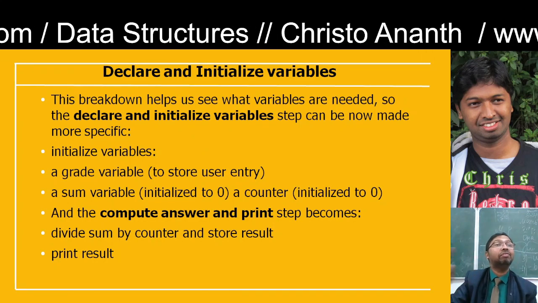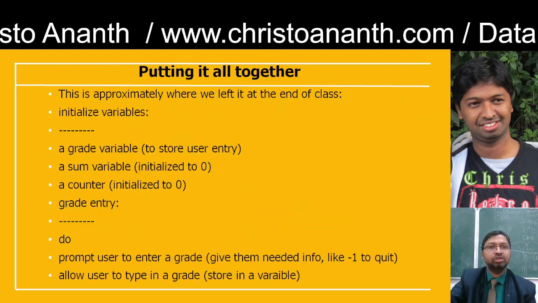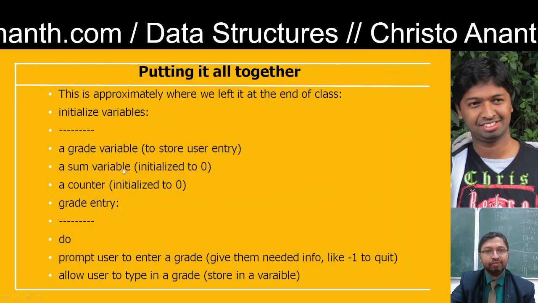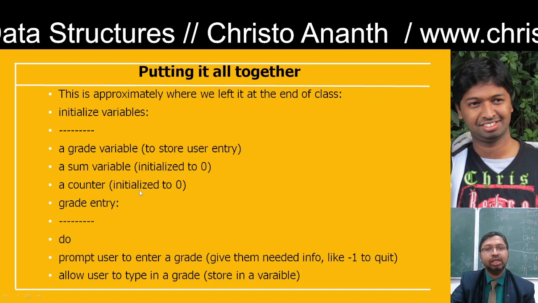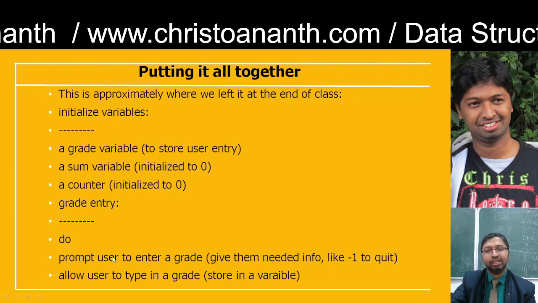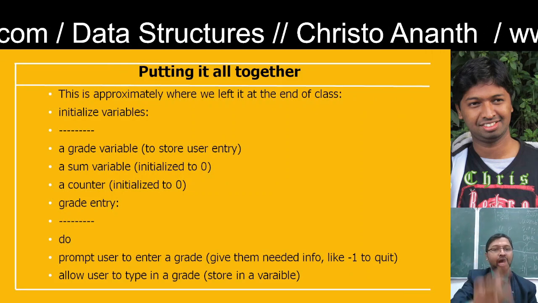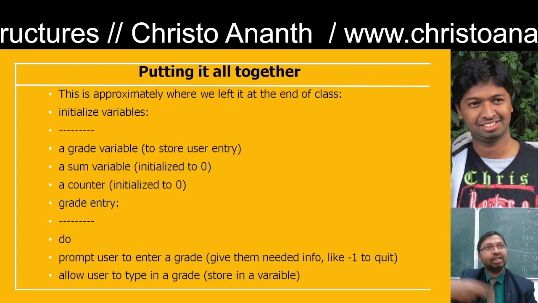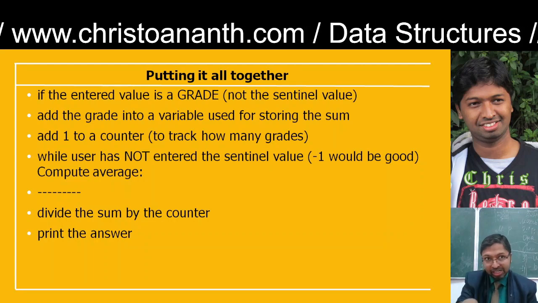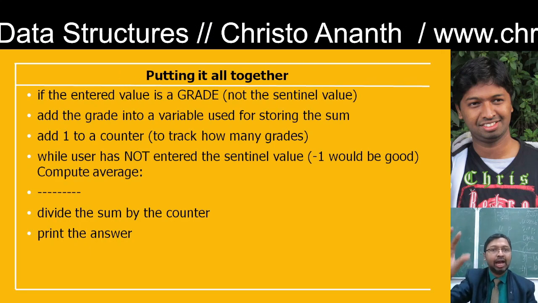So this is the refinement technique that you will go for, okay, in order to come out with a solution to a problem. Okay, so putting it all together: initialize the variables, grade variable for user entry, sum variable initialized to 0, counter initialized to 0. Then for grade entry you'll go with: do prompt user to enter the grade, okay, which means that you're going to enter the needed info, or maybe -1 to quit. Okay, allow user to type in the grade that will be stored in one particular variable. Okay, and if the entered value is a grade, not -1, add the grade into the variable for storing the sum, and add one to the counter.